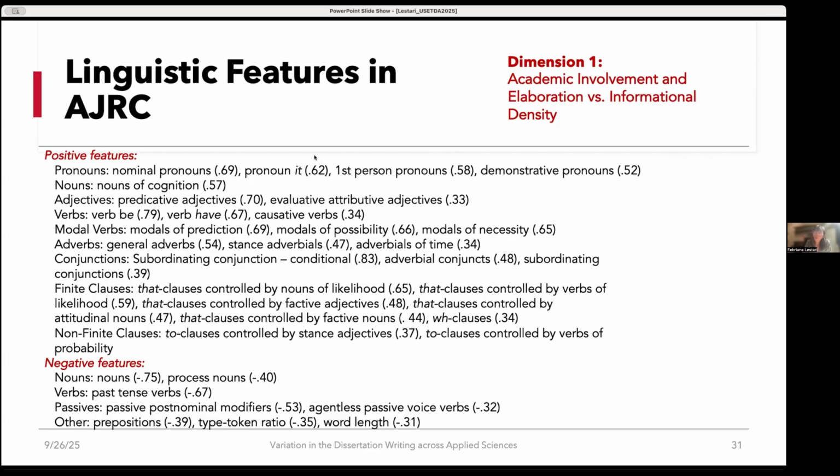On the positive pole, if you look over here, there are many linguistic features. The idea is that we want to know the co-occurrence of all of these features, and we counted the frequency. For example, there are uses of verb be or have or causative verbs, plus modals of prediction and modals of possibility. The combinations of these linguistic features tell us about the communicative functions. On the negative pole, there is more use of nouns, past tense verbs, prepositions, and so on.